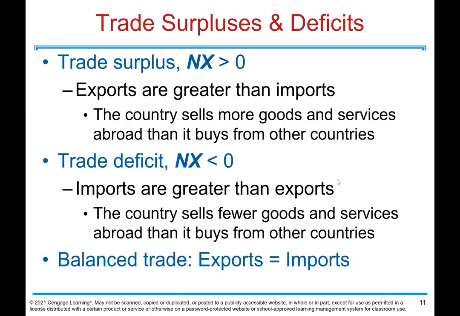Trade surpluses or deficit. Trade surplus is when net export is positive, that is, exports are greater than imports. The country sells more goods and services abroad than it buys from other countries. Trade deficit is when net export is negative. Imports are greater than exports. The country sells fewer goods and services abroad than it buys from other countries. Balanced trade. Export is equal to imports.